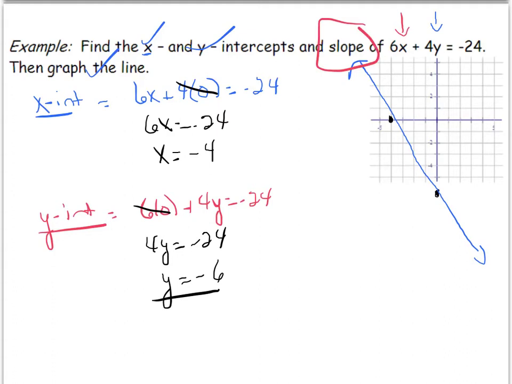Well, here's my 2 points. The x-intercept's at negative 4, 0. The y-intercept is at 0, negative 6. So let's do our slope. y2 minus y1 all over x2 minus x1. I'm going to use green. So we'll have negative 6 minus 0, and 0 minus negative 4, which gives you negative 6 over 4. Your slope, you guys, is negative 3/2.